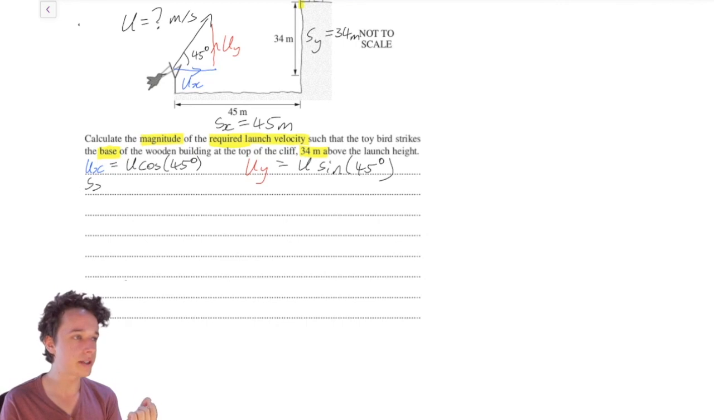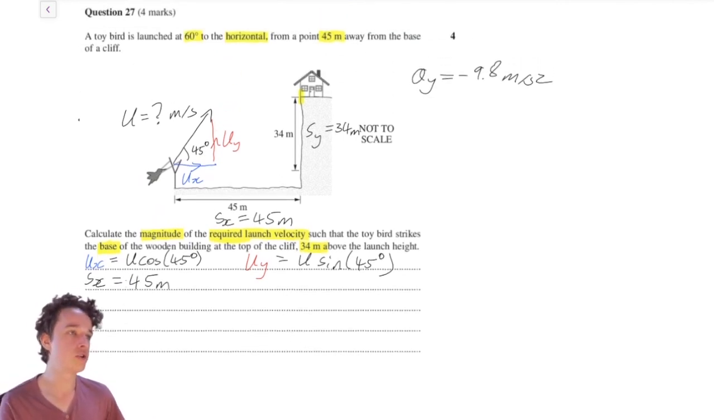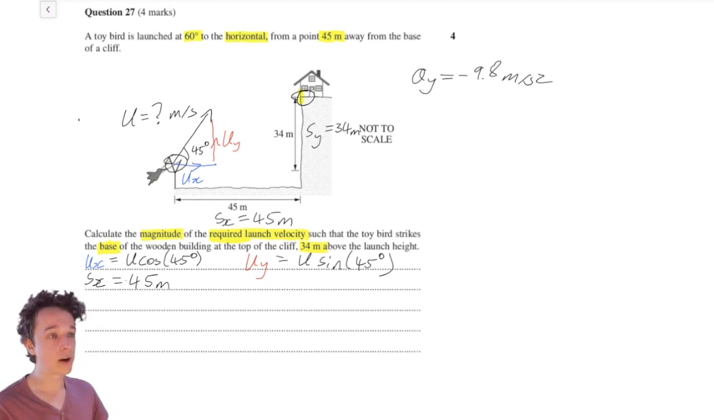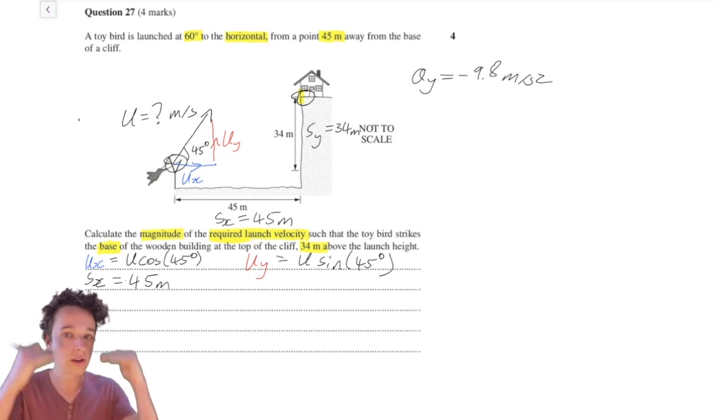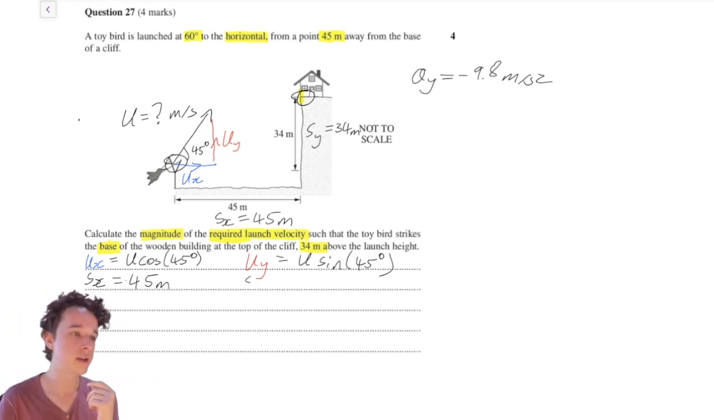Well, we know that sx is equal to 45 meters because once the bird travels from its initial position to its final position, the displacement of the final position with respect to the initial position is going to be 45 meters. And similarly, in the y component, the displacement of the bird from the final position with respect to the initial position is going to be 34 meters up. So sy is equal to 34 meters.